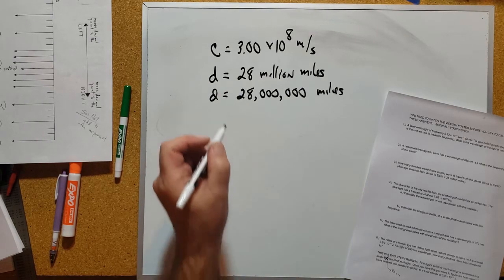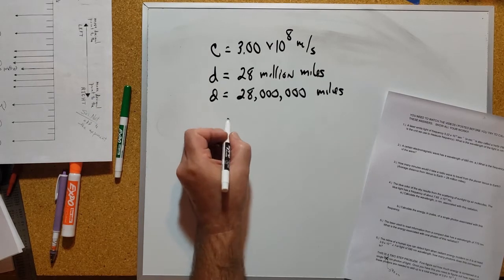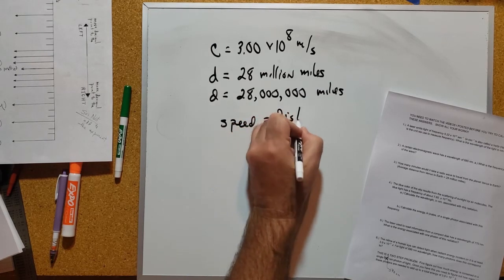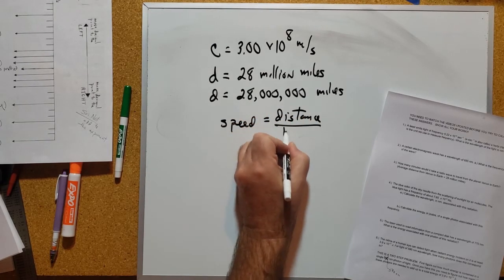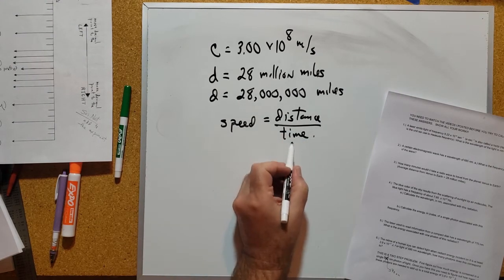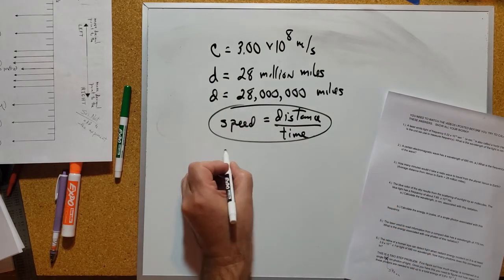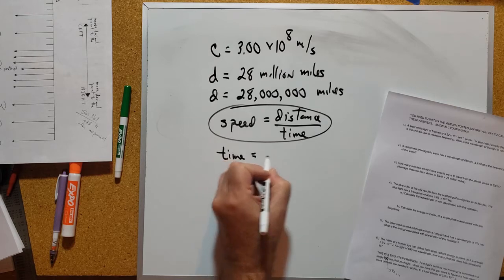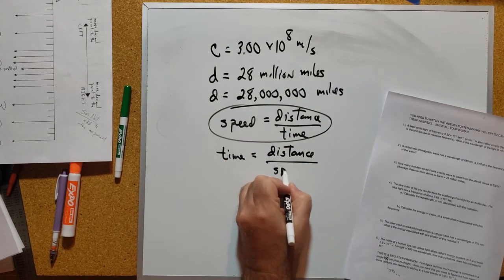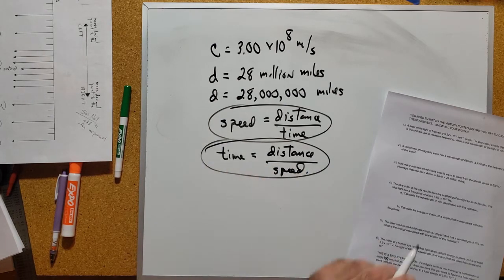All right. And what is the relationship between distance, time, and speed? We say that speed is equal to distance over time. And we're asked to solve for time, so we would take this equation, rearrange it, and get time is equal to distance over speed. So this is the equation right here that we're going to be plugging into.